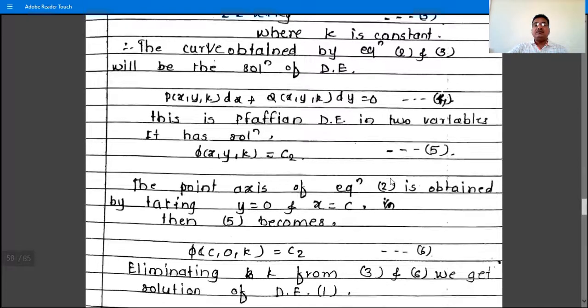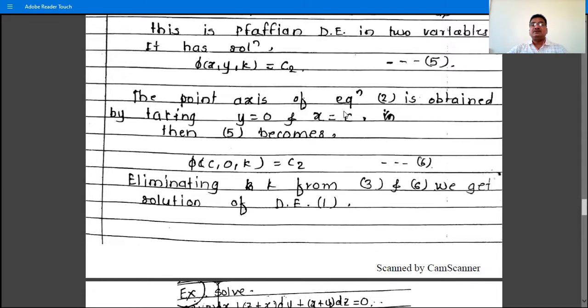This is a Pfaffian differential equation in two variables. Every Pfaffian differential equation in two variables is integrable, meaning it has a solution. Suppose phi(x,y,k) = c is the solution of equation number 4. As the Pfaffian differential equation in two variables is always integrable, this is the solution, equation 5. The point on the axis of equation number 2 is obtained by taking y equal to 0 and x equal to c. Then equation 5 becomes phi(c,0,k) = c, equation number 6.